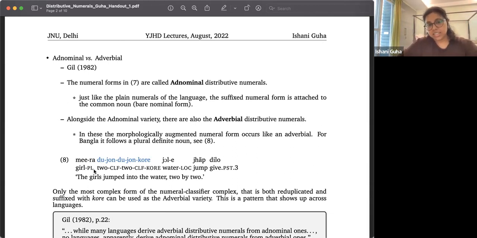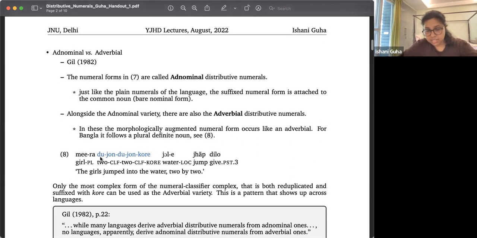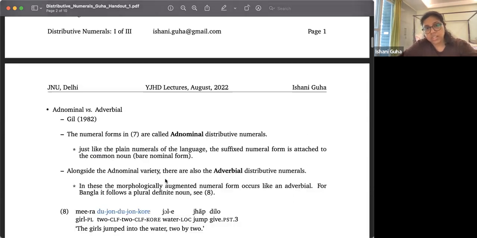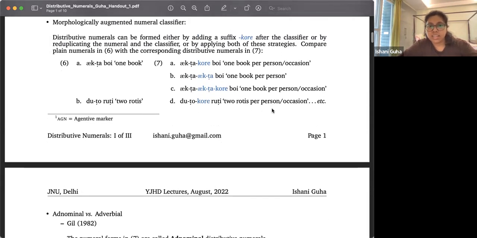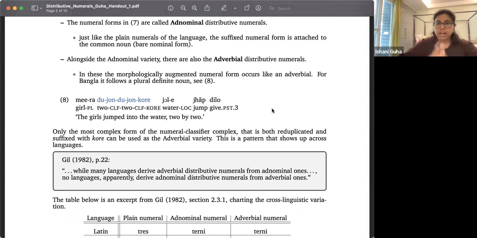Okay, the girl in case of 8. Now typologically, it has been noticed that the most complex form of the numeral classifier complex, that is this form, দুজন দুজন করে, or 7C, একটা করে, for Bangla, can be used as adverbial variety, and this pattern shows up across languages. In fact, in most of the languages, that is the case.